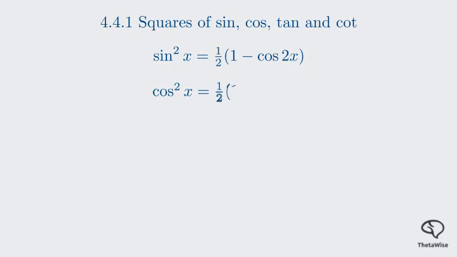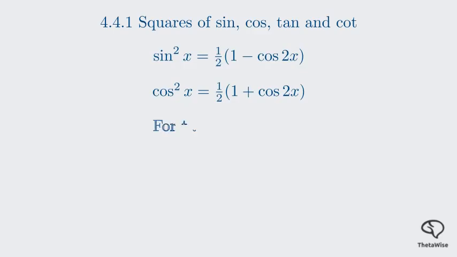The second is very similar. Cosine squared x equals 1/2 times the quantity 1 plus cosine 2x. These identities are derived from the double angle formula for cosine. You can see how they convert a squared term into a term that's much easier to integrate.